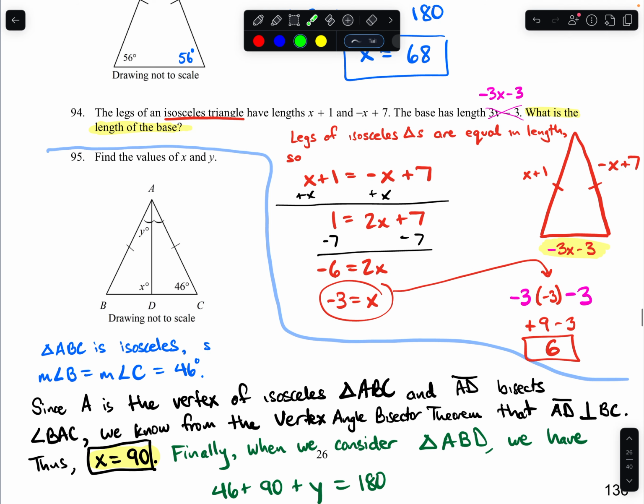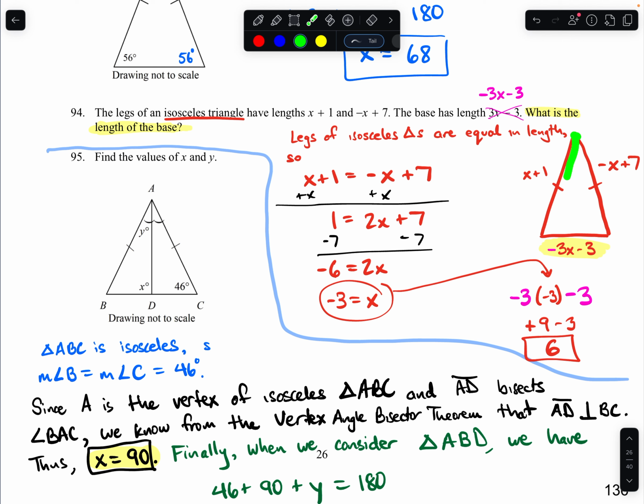Number 94, the legs of an isosceles triangle have these lengths. So one side is x plus 1, the other leg is negative x plus 7. There was a typo here, so if you didn't change it in class like I asked you, please put a negative in front of that 3x, and then we can continue. What is the length of the base? Because we know the base has length negative 3x minus 3.